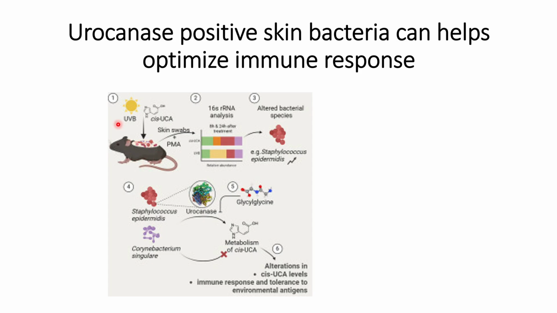So, what they actually did in the paper, as shown in this graphical abstract, is that first they took the mice model and exposed them to UVB, and thereafter they took a skin swab and did the 16S RNA analysis at 8 hours and 24 hours. After that they were able to see some altered bacterial species, and among these altered bacterial species they found that it's this urocanase that can help in the immune response.